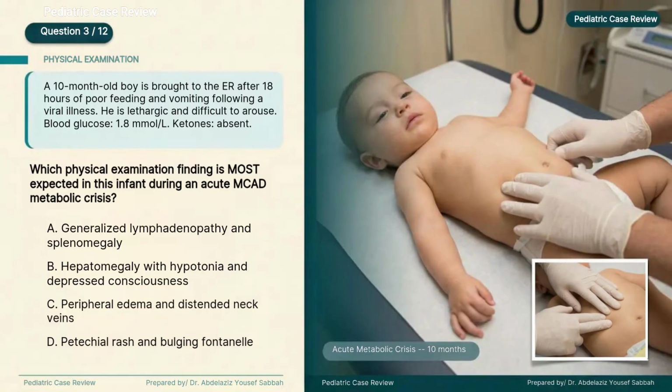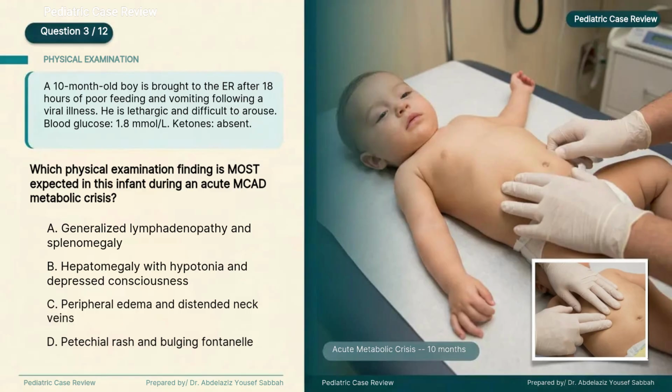Case 3. A 10-month-old boy is brought to the emergency room after 18 hours of poor feeding and vomiting following a viral illness. He is lethargic and difficult to arouse. Blood glucose is 1.8 millimoles per liter. Ketones are absent. Which physical examination finding is most expected in this infant during an acute medium-chain acyl-coenzyme dehydrogenase deficiency metabolic crisis? Option A, generalized lymphadenopathy and splenomegaly.